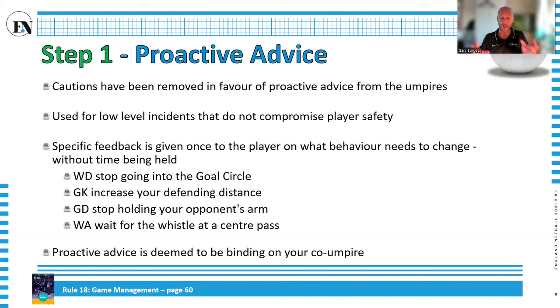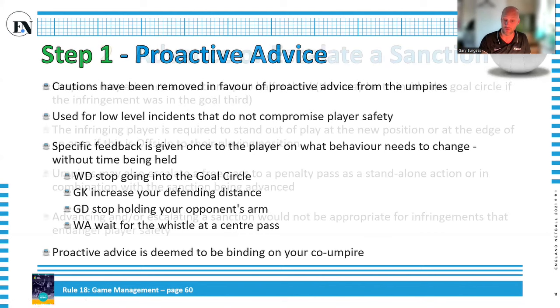Okay. So then when the player switches up the other end, effectively, because this is binding, if that player continues to be too close and obstruct, then the umpire knows proactive advice has been given. Therefore, their next step is up the game management ladder.